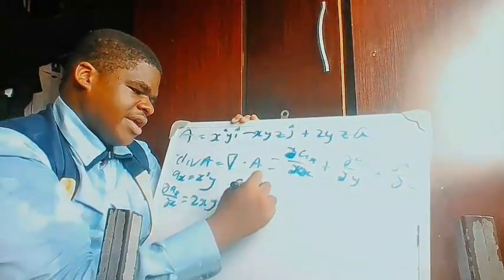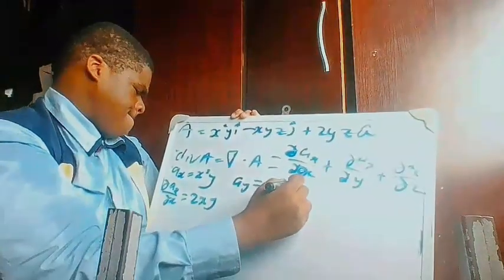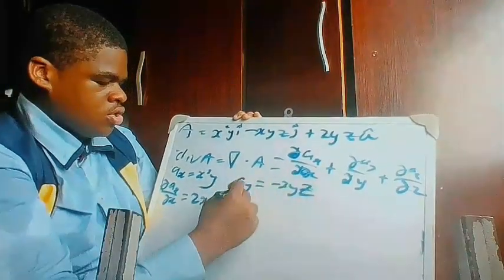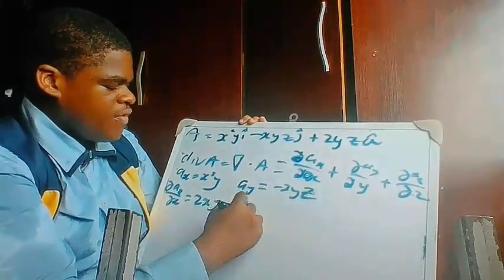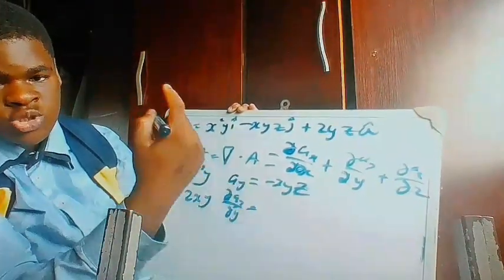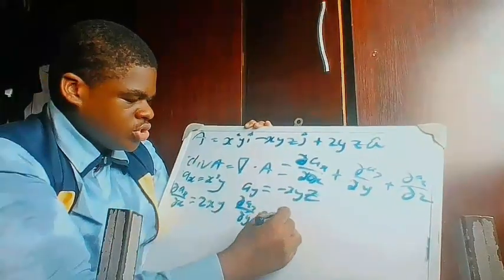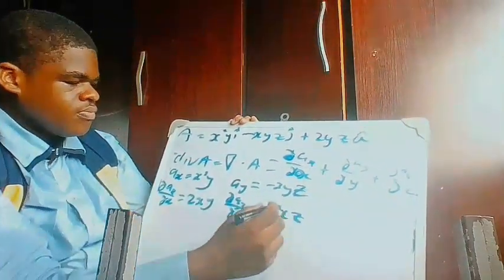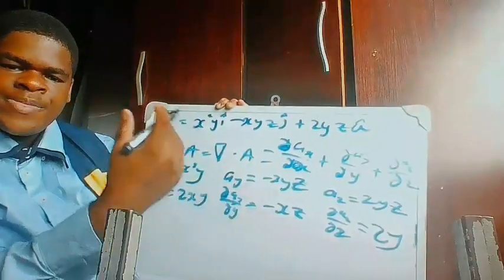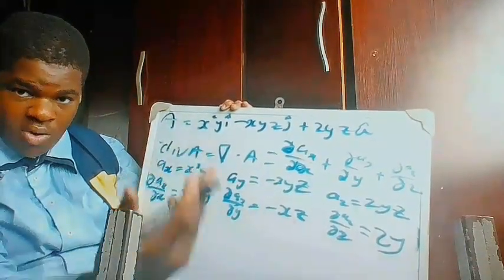Okay? You have Ay is going to equal minus xyz. So you have the partial Ay over partial y. Minus xz is going to be our constant here. We are differentiating y with respect to y. That will be 1. So this is just going to equal minus xz. Our Az in this case is equal to 2yz. Our partial Az with respect to z is going to equal 2y. Because like I said, 2y is going to be our constant here, and z is what we are differentiating with.